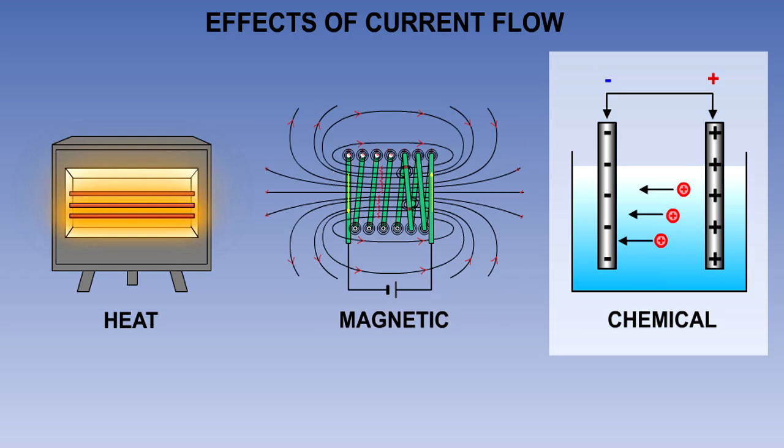When a current flows through certain liquids, known as electrolytes, a chemical change occurs in the liquid and any metals immersed in it. This effect is discussed in the lesson on batteries.